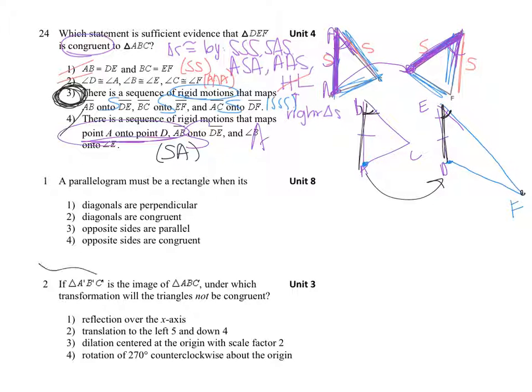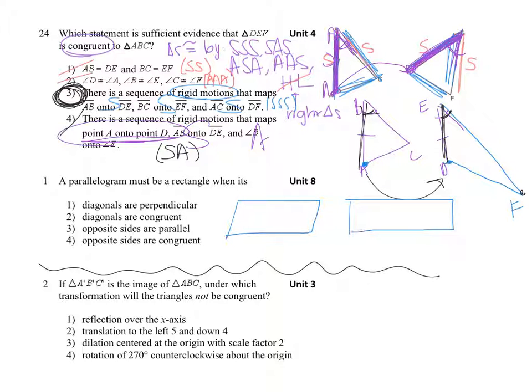So our last one for this video is number 1. This comes from a brand new test. I believe it's August 2015. A parallelogram must be a rectangle when it's blank. So we're going to sketch a parallelogram, and we're going to sketch a rectangle. And I noticed that they're talking about diagonals in the choices, so I'm going to draw them in the pictures to the best of your ability.